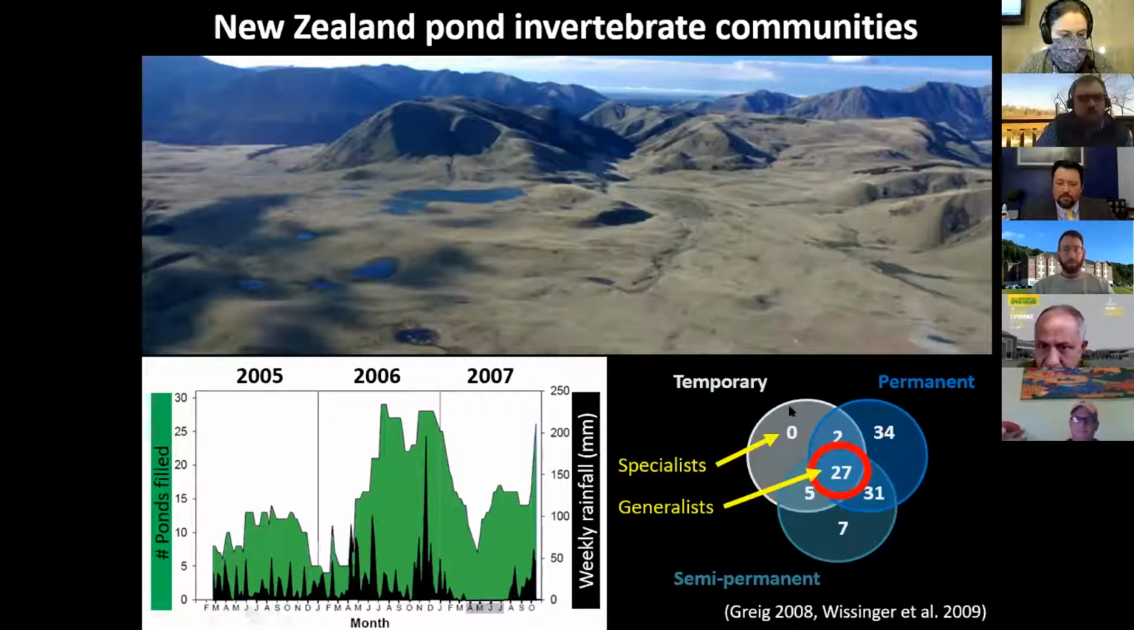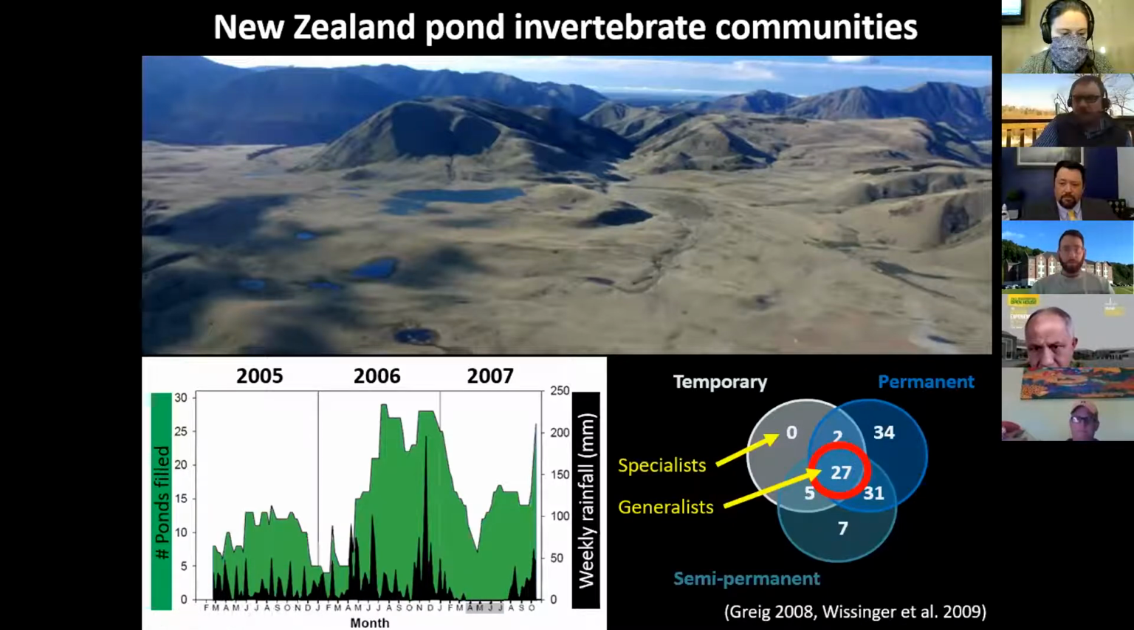Now, this is a Venn diagram where on the outside are organisms that are specialists to either the temporary, semi-permanent, or permanent habitats. Then you have overlaps where they're able to survive across those different types of ponds. What was really interesting was this complete overlap. We had 27 species that were generalists across this whole gradient.